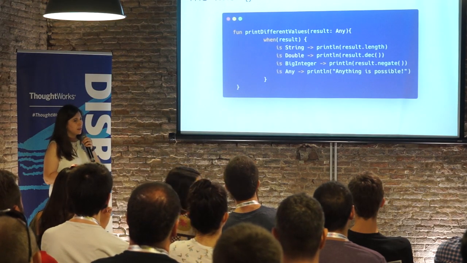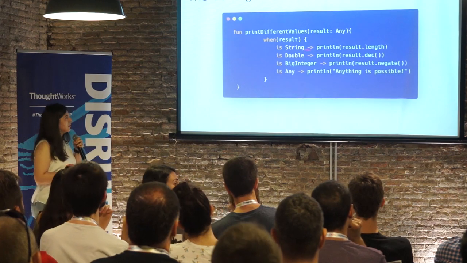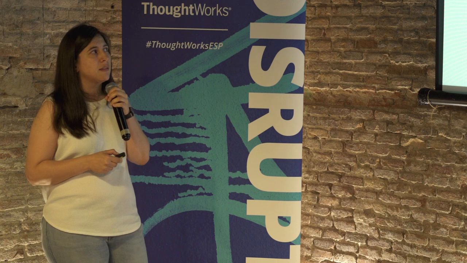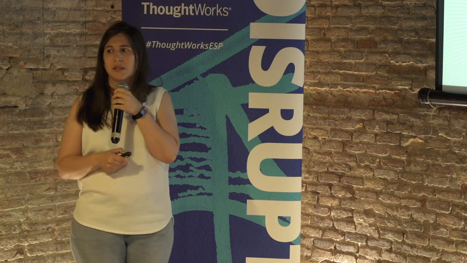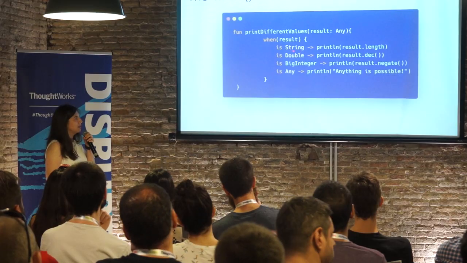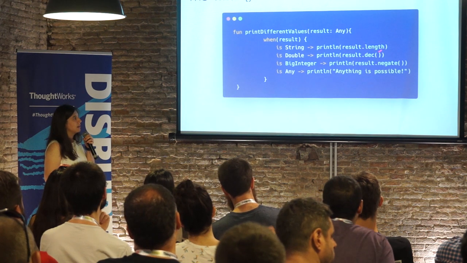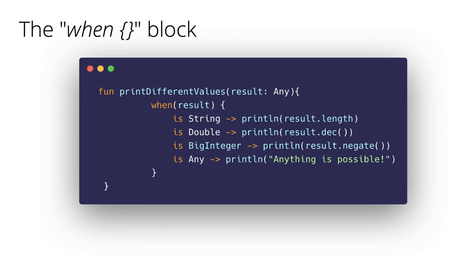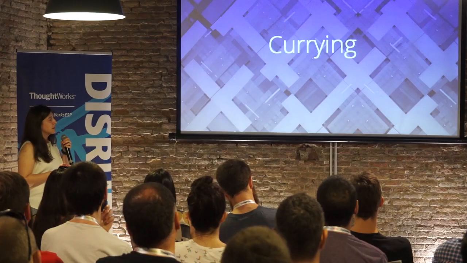And this is like the really big one because we are expecting a superclass Any, but we can detect or match with different subclasses. And this is the is keyword, which is like instanceof in Java. As you can see, we can access the properties of this type of value. We don't need to do a class cast. So this process is much lighter than programming in Java.